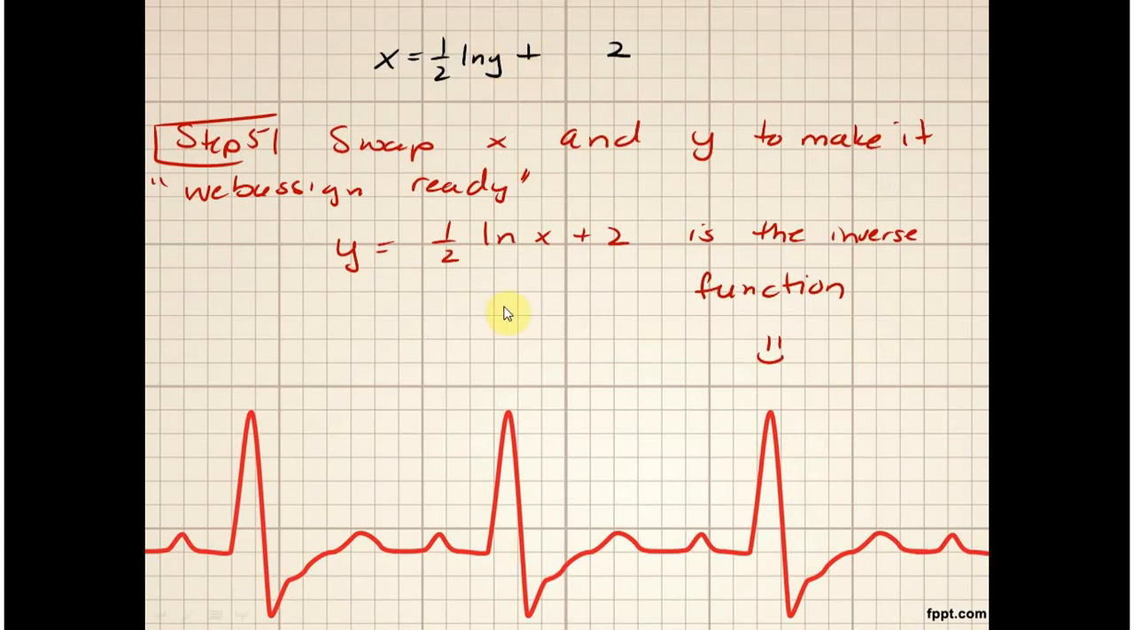That's my formula. If you want to get it WebAssign ready, this is the inverse. This is how I solve for x. WebAssign ready, they want everything swapped around. The inverse function, swap the x's and y's, is 1/2 natural log x plus 2. And that's the inverse function. And that's how you do it.